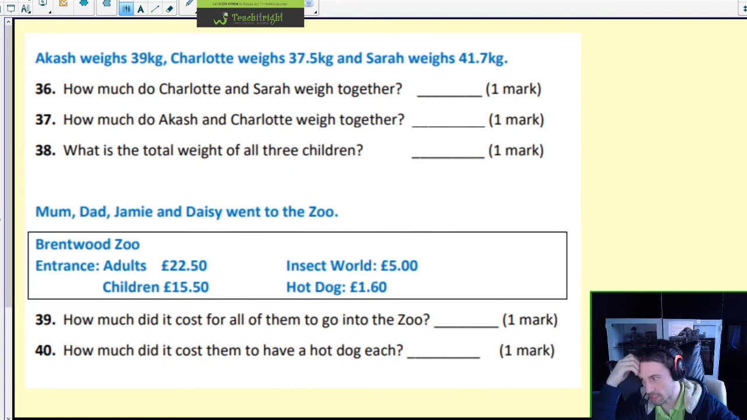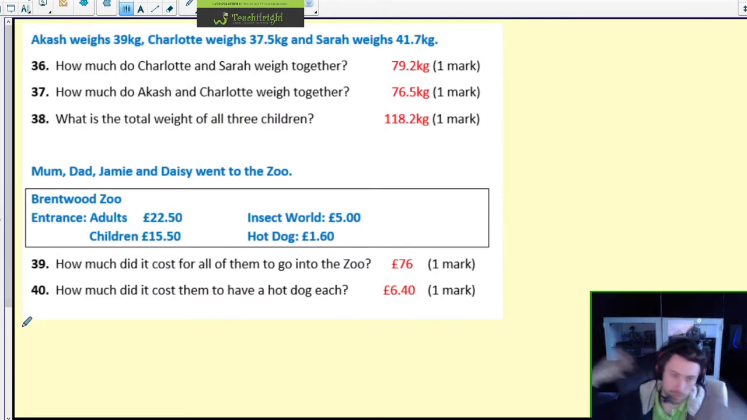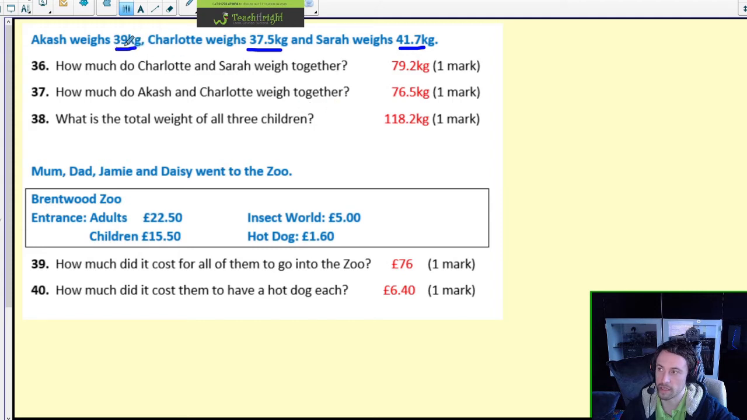So some worded questions, and these are worded questions that are essentially applying the same skill of addition. So how much do Charlotte and Sarah, well that's Charlotte plus Sarah, equals 79.2. Akash and Charlotte would be 39 plus 37.5, which is 76.5. And the total weight of all three would be 39 plus 37.5 plus 41.7. So again, that's just going through, adding them all together, and writing down your answer. 118.2 kilograms.